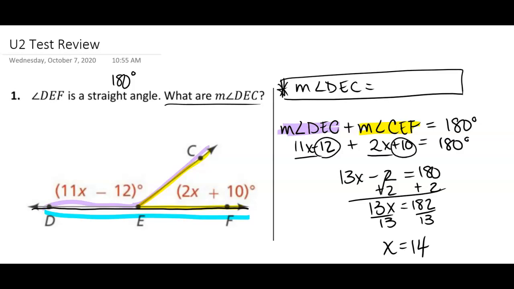Let's go back to our answer square and notice how we are not looking for x. We're looking for the measurement of angle DEC. So let's get the measurement of angle DEC, and that's 11x minus 12. We're going to substitute our value of x since we know x is now 14. So 11 times 14 minus 12, and that gives us a total of 142 degrees. So the measure of angle DEC is equal to 142 degrees.